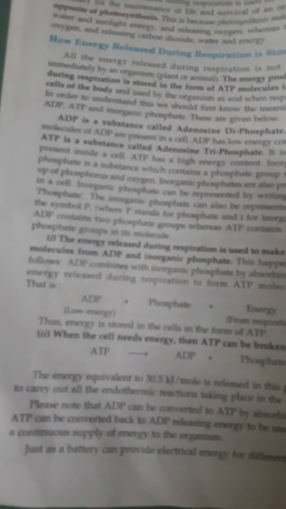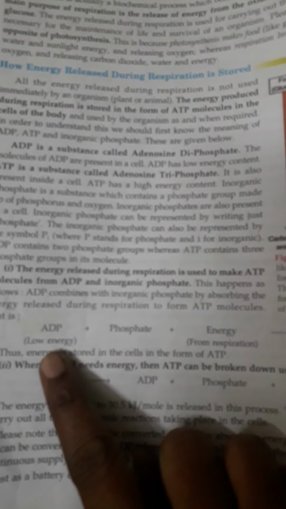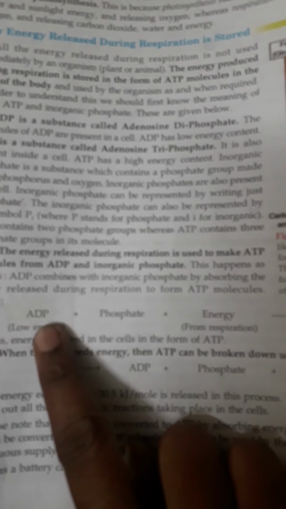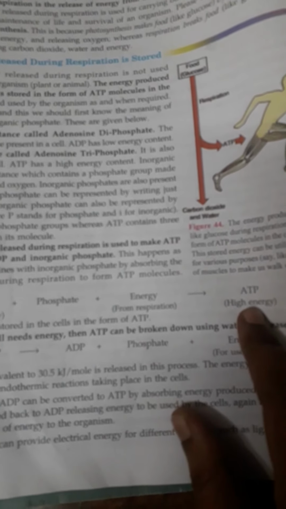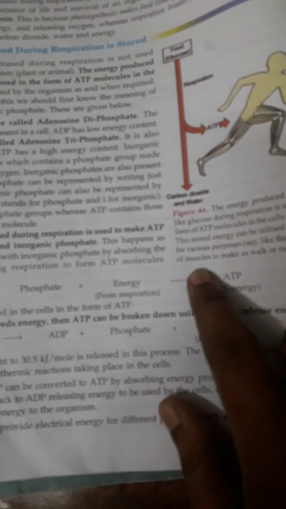So what happens, how the ATP molecules are formed. So one ADP molecule combines with one phosphate molecule. This ADP contains 2 phosphate molecules and this is 1. So 2 plus 1, how many? 3. So the energy also gets combined and ATP molecule is formed. So whatever the energy is stored, it is stored in the form of ATP.